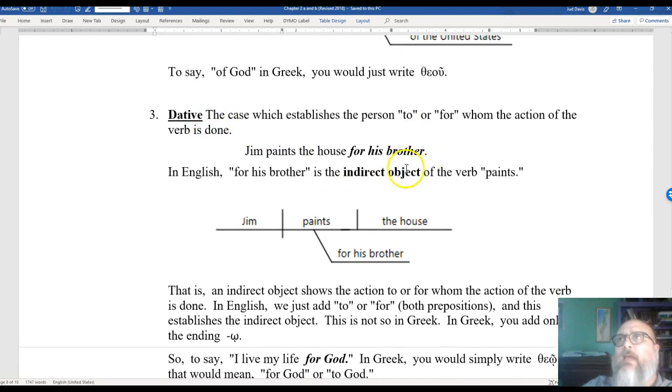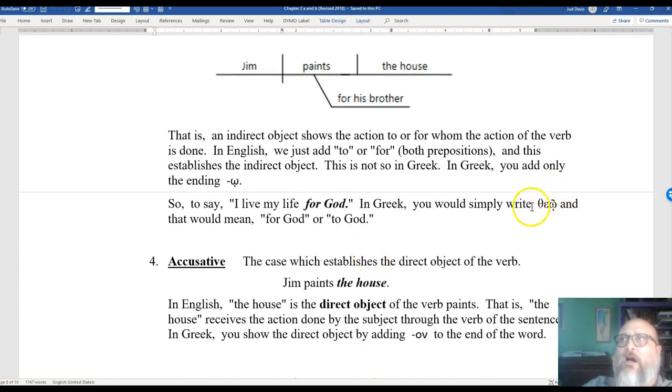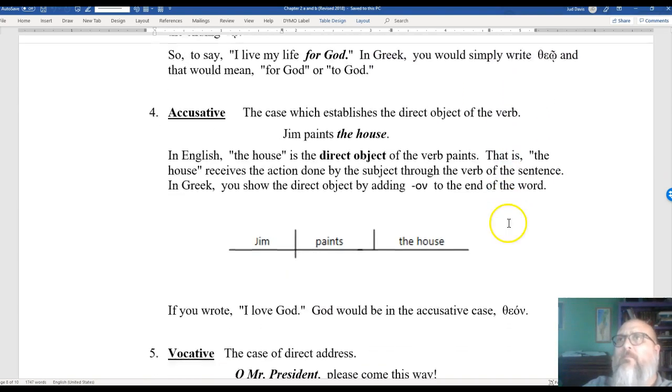The dative case: Jim paints the house for his brother. For his brother is the indirect object. It shows to or for whom the action is done. In Greek, if you wanted to write for God, you would just put theo. And that by itself would mean for God. Notice that you do have the iota subscript there.